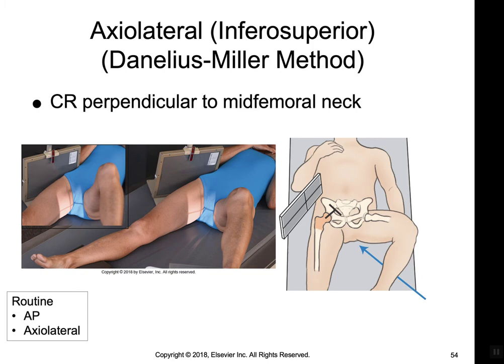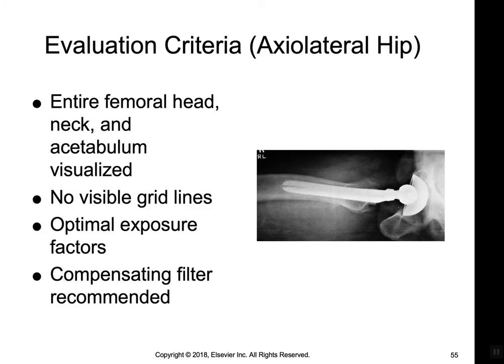Then you have your axiolateral, your inferior superior Danelius-Miller method. The CR is perpendicular to the mid-femoral neck. This is a mandatory checkoff for graduation. Obviously, we cannot do this in lab, but it's extremely important. This is also termed a cross-table lateral hip. And if you look at your checkoff sheet, like I said, it is a mandatory. So this is something that you will have to do in order to graduate.